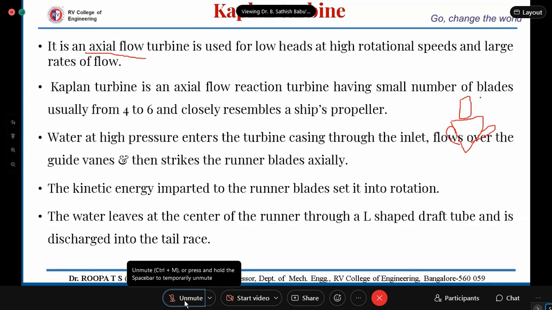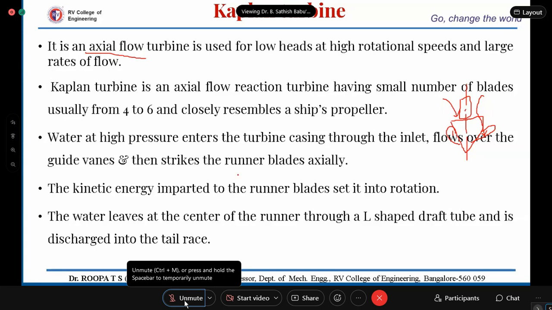So water will be coming and striking these blades. Okay. This is the axis. So since water is flowing axially, we say it is axial flow. Okay. So Kaplan turbine is an example of an axial flow turbine.